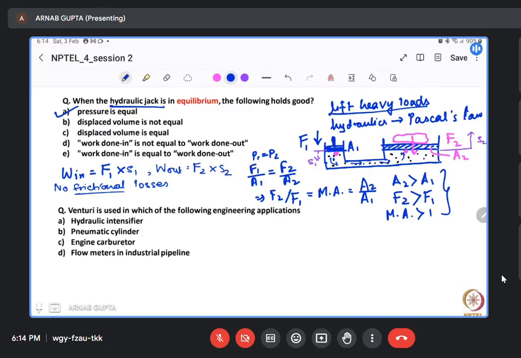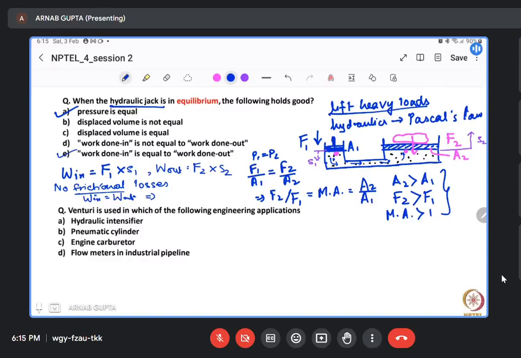So neglecting those losses, we can write that W in is equal to W out. Since there is no other work being done on the system except W in, and also no energy is being dissipated, we can write this statement. So work done in is equal to work done out. So that is correct.